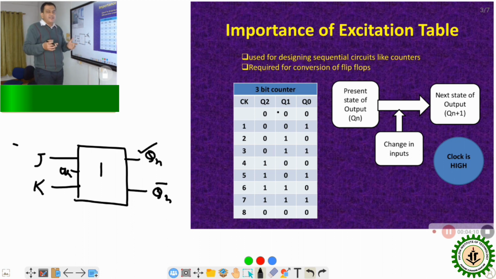Now we have to design it. How do we interconnect the flip-flops so that this sequence of outputs comes? Here the excitation table is required.